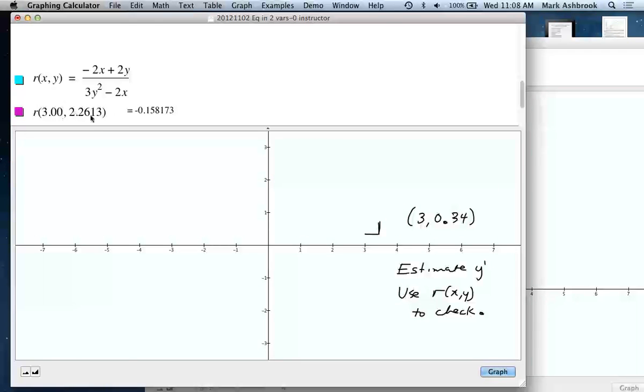3 and 0.34. 0.94. Okay? So the rate, according to the equation, 0.94 is the rate of change. So 1 is a good estimate. Make sense? What's going on?